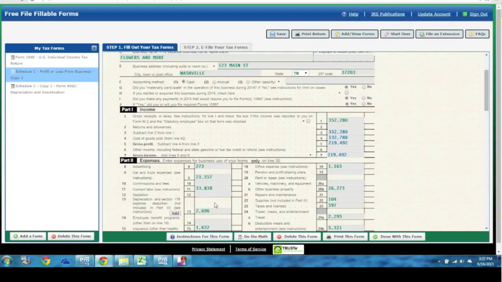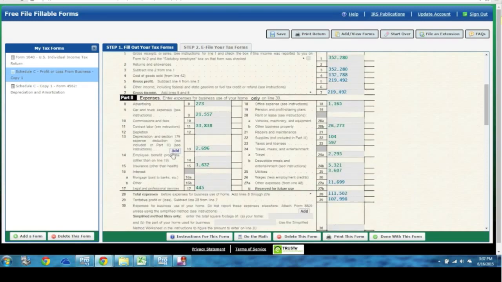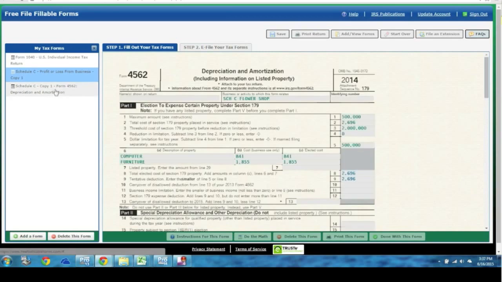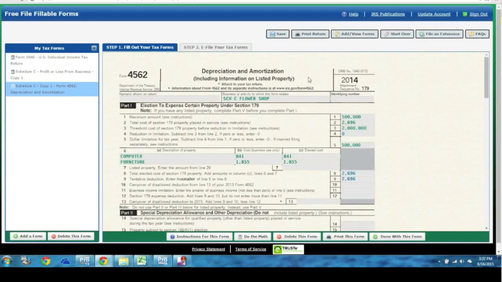Depreciation: he bought a computer and some furniture in 2014. So in 2014, you can take the Section 179 expense. It's the type of depreciation that allows you to write everything off rather than just a portion of the asset per year. So if you go to add, this Form 4562, which is a summary of your depreciation, will pop up.